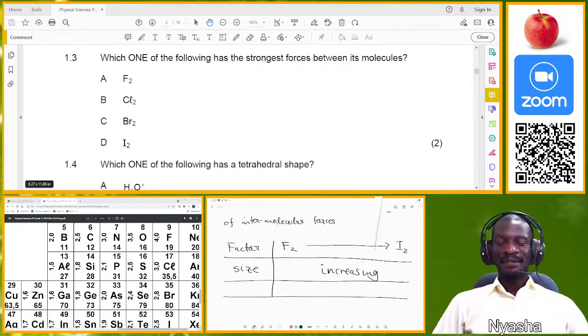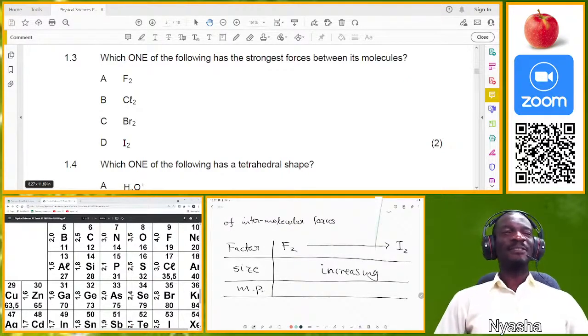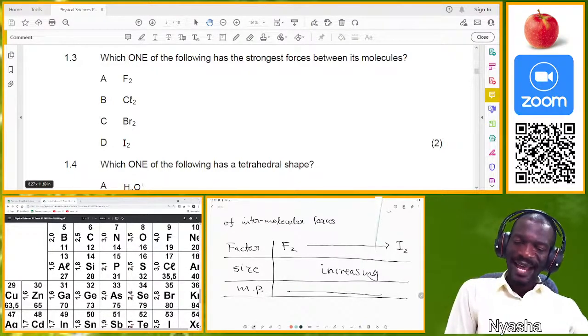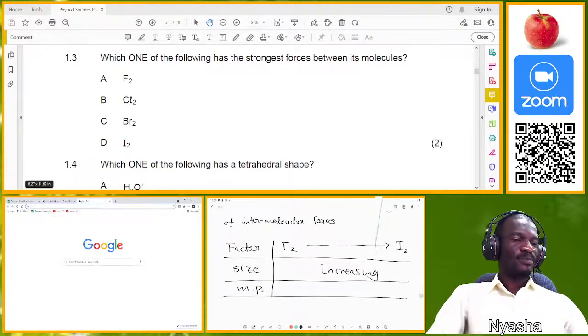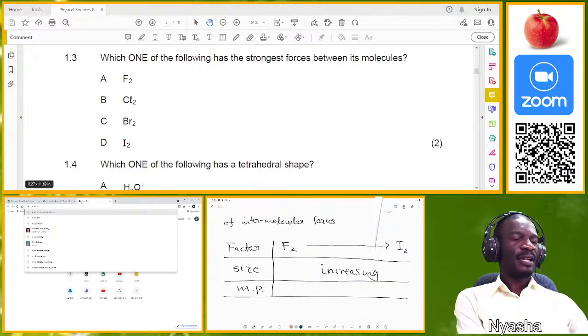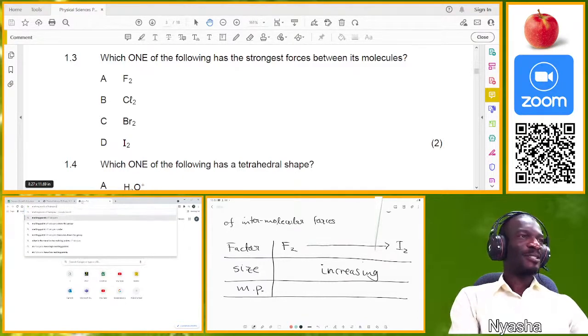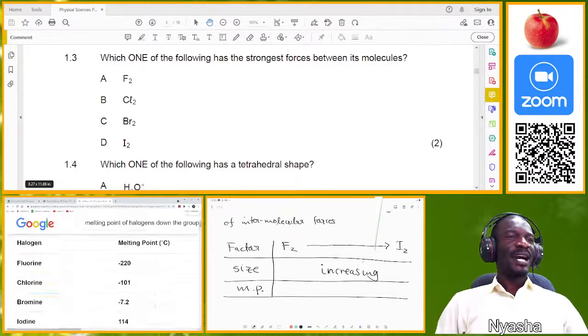What's the next thing? Have you ever thought about melting point? What happens to the melting point down this trend? If you want to check, you can even look for melting points of these halogens. So let's just say melting points of halogens down the group. Yes, someone searched for that. Melting point of halogens down the group.